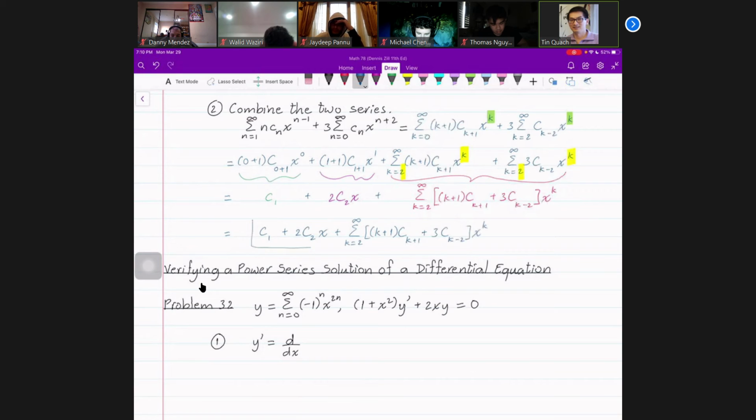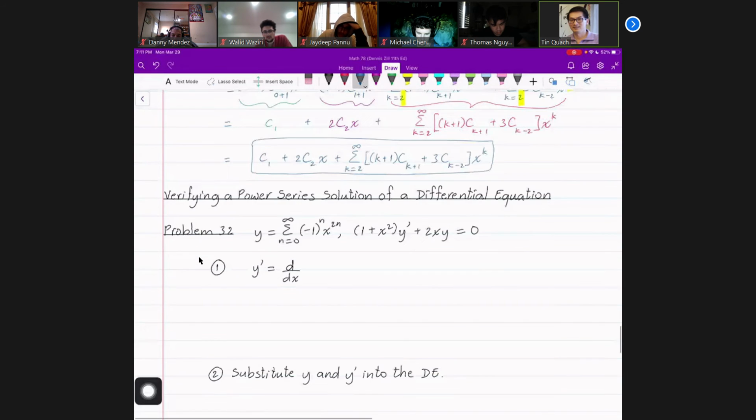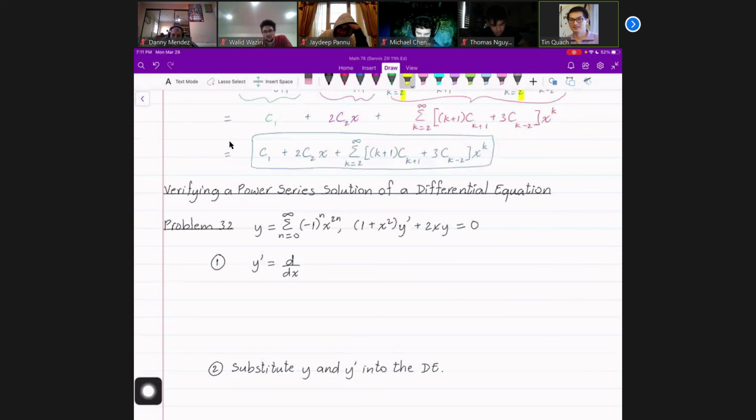All right, so that is how you combine power series into one series. Now, let's see how we can verify a power series solution of a differential equation.